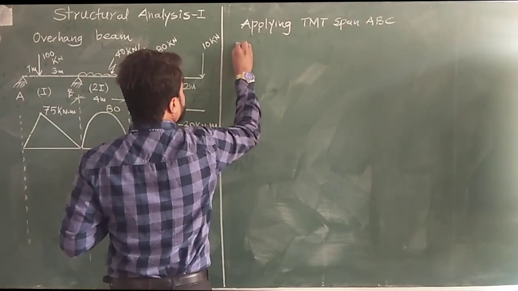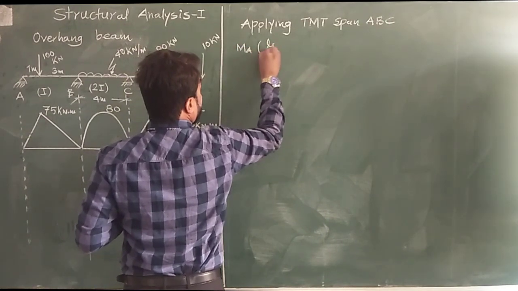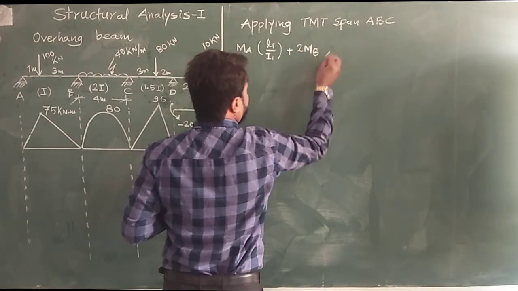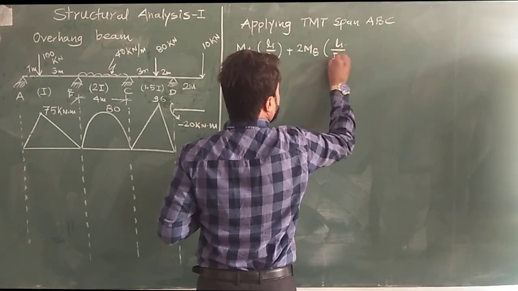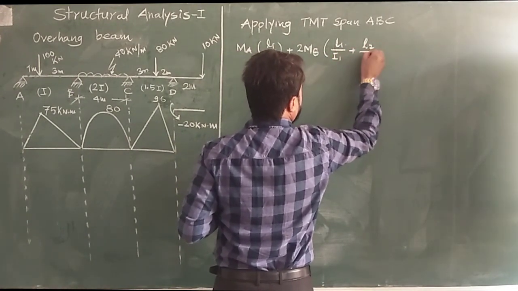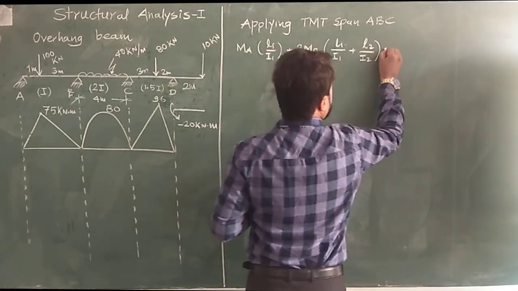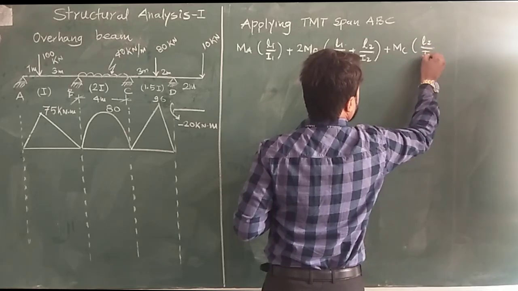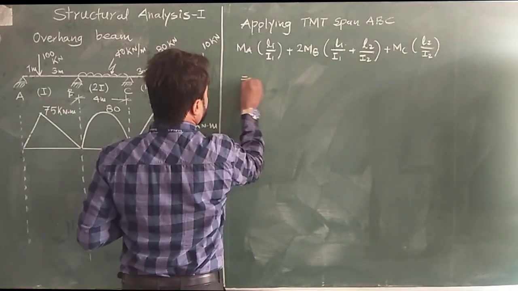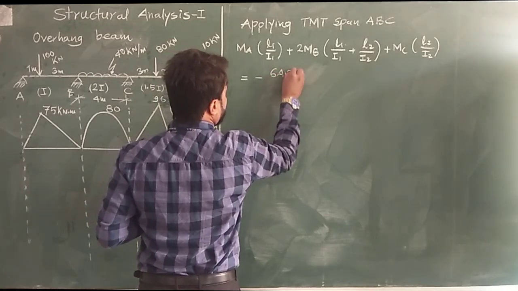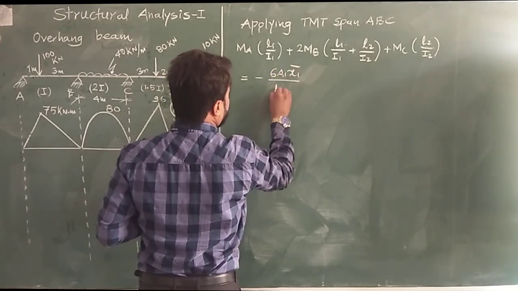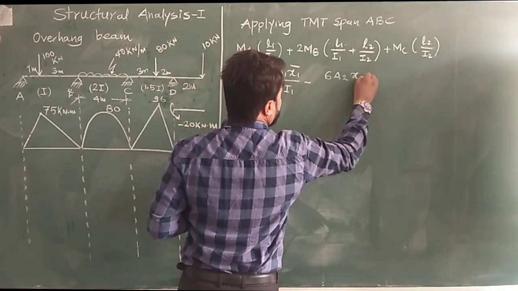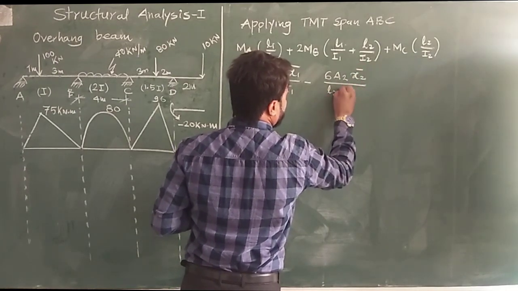So the three moment theorem is MA L1 by I1 plus twice MB into L1 by I1 plus L2 by I2 plus MC L2 by I2 is equal to minus 6 A1 x1 bar divided by L1 I1 minus 6 A2 x2 bar divided by L2 I2.